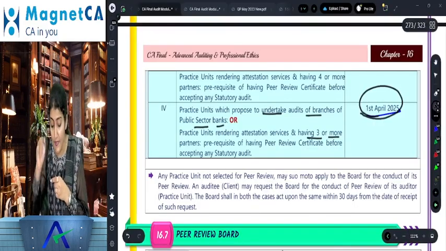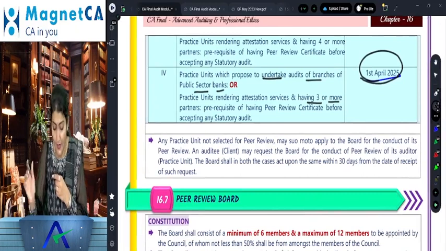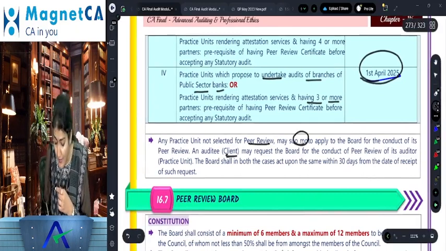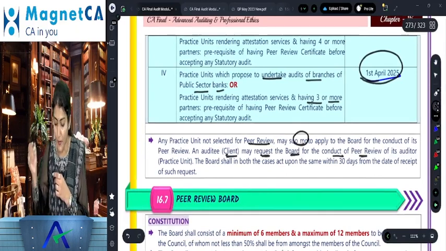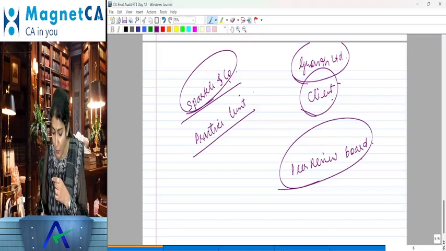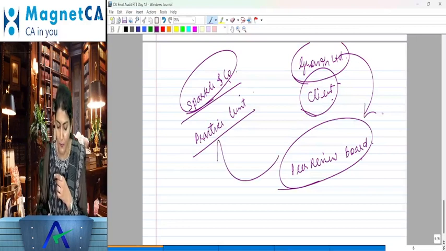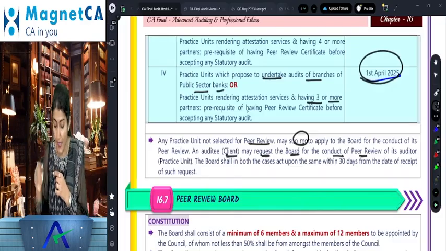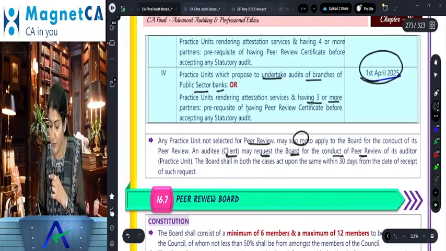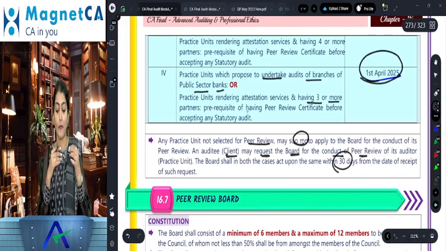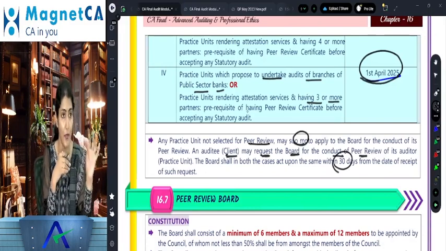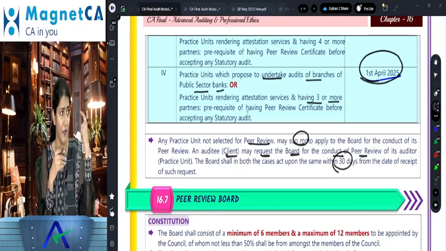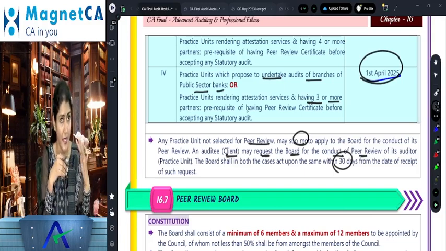Yes, it says even the client of the practice unit. Any practice unit not selected may suo moto apply, and even a client may request the board for the conduct of a peer review of its auditor. So even Growth Limited can send a request to the peer review board to please do a peer review of the practice unit Sparkle and Company. And if the board receives such a request, it has to take action within 30 days from the date of receipt of such a request. Are you understanding that, everyone?